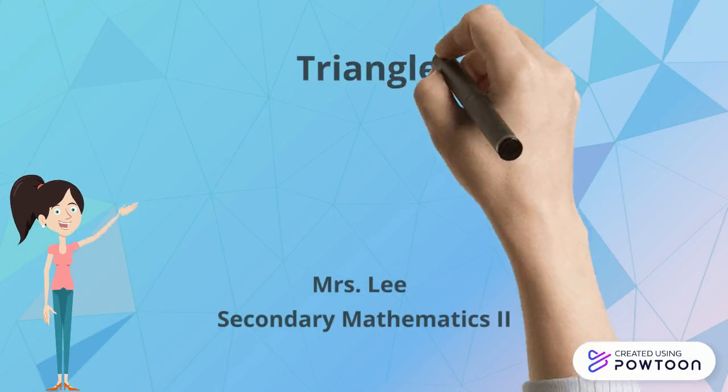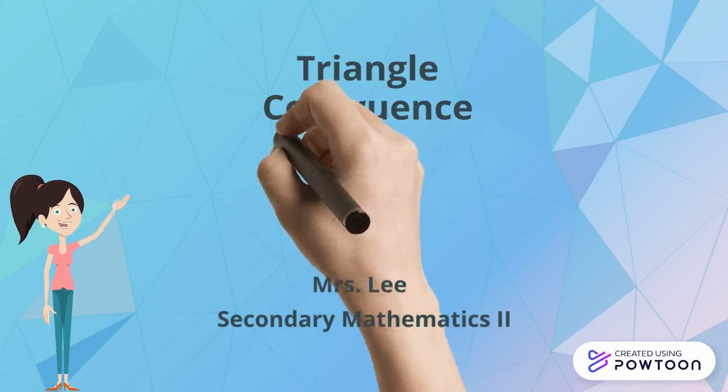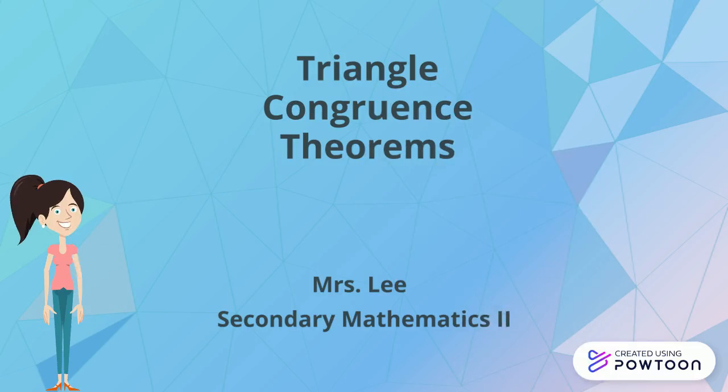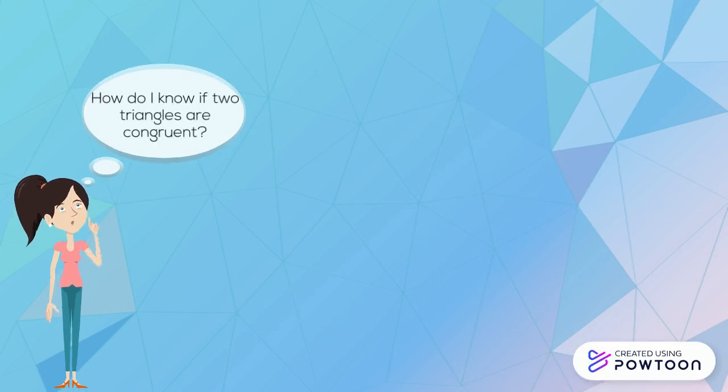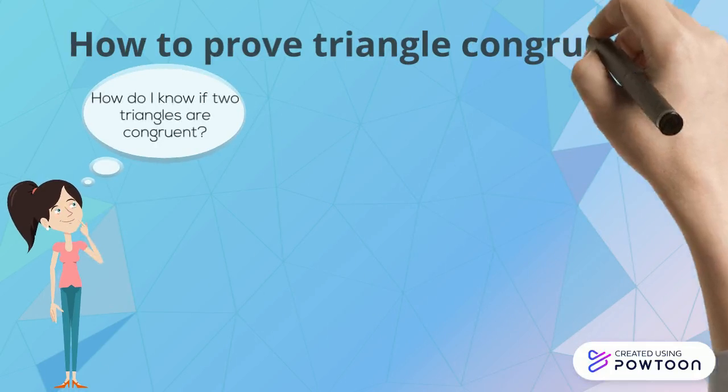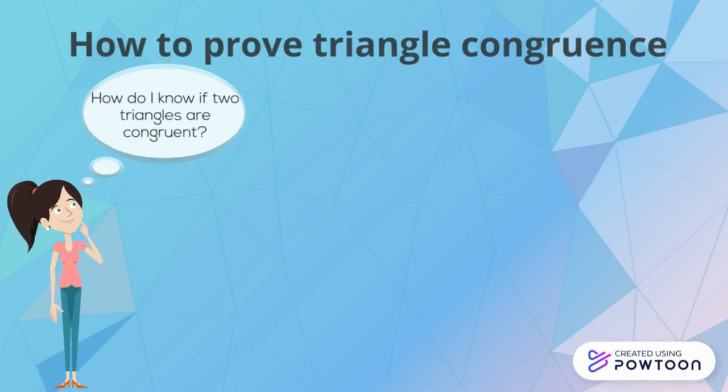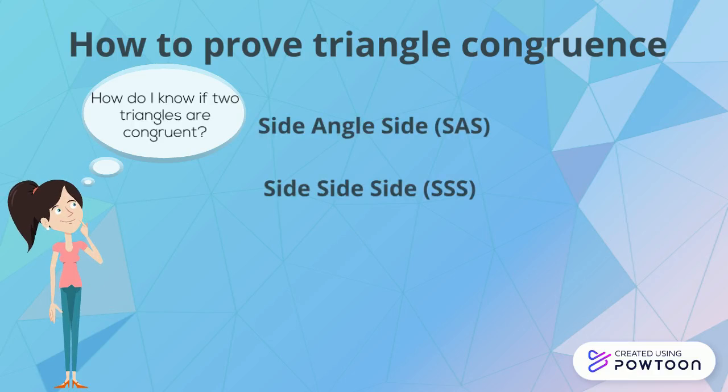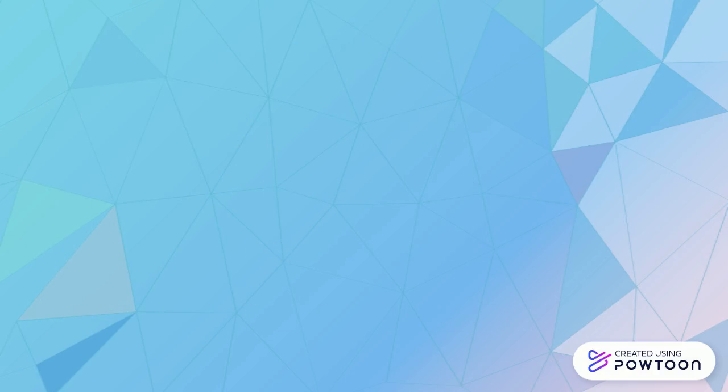Today we'll be talking about triangle congruence theorems. So what information do we need to know if triangles are congruent? There are 4 theorems that we will talk about. One is side, angle, side. Another is side, side, side. We have angle, side, angle, and angle, angle, side. Let's look at each theorem more in depth.